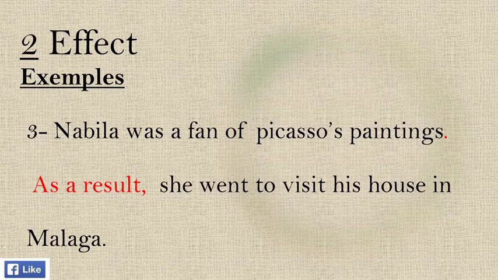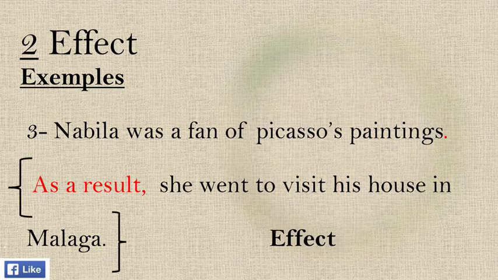نمر للمثال الثالث. Third example. Nabila was a fan of Picasso's painting. As a result, she went to visit his house in Malaga. Here we use as a result. درنا نقطة قبل as a result وفاصلة بعد as a result وكملنا الجملة تاعنا. The effect part is as a result she went to visit his house in Malaga.